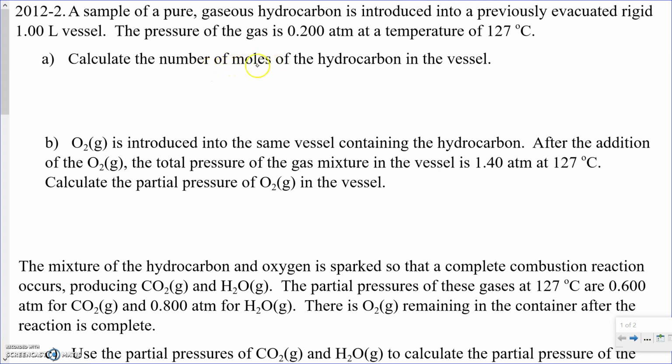Now you may see moles and think, oh, I have to do stoichiometry, but there's no grams and we also have an unknown hydrocarbon, so that's not going to work anyways. So instead, we pay attention to the fact that this says gas up here, and we're given pressure and temperature and volume, which should be a dead giveaway that we're going to use PV equals nRT, where our pressure is 0.200 atms. Our volume is 1.00 liters.